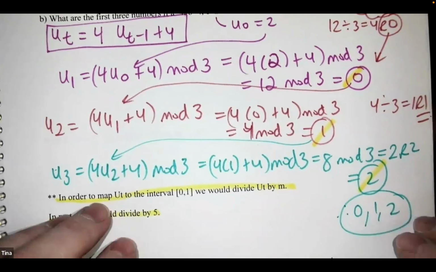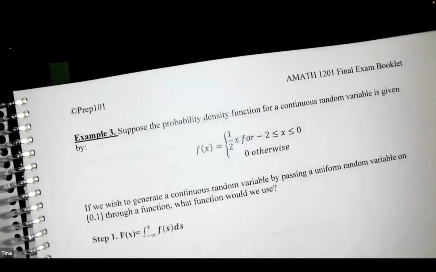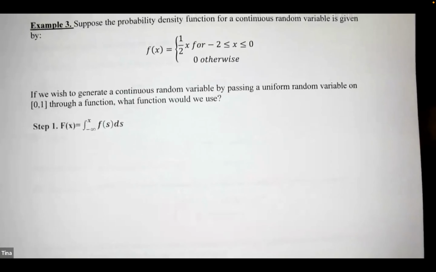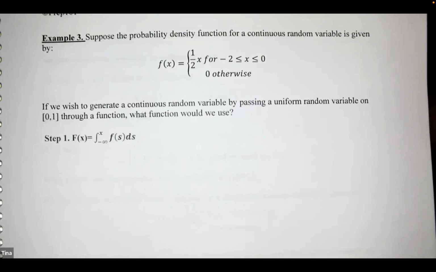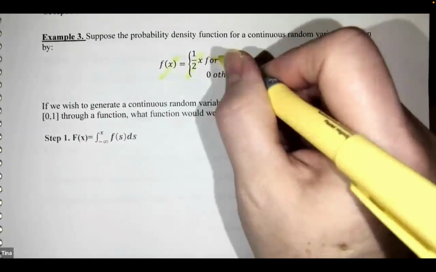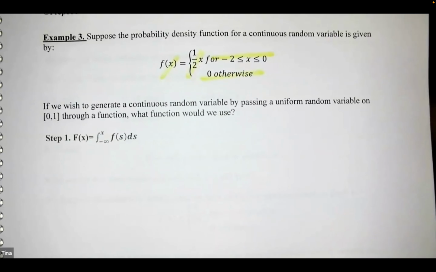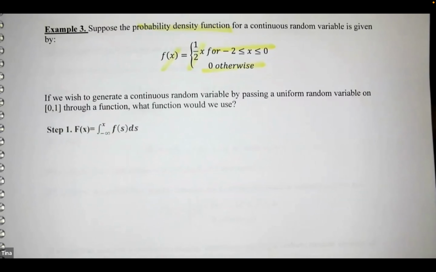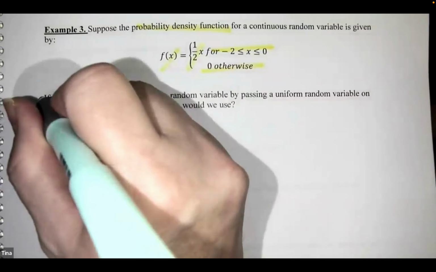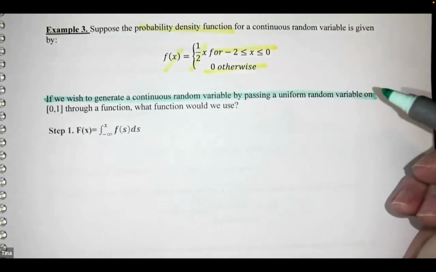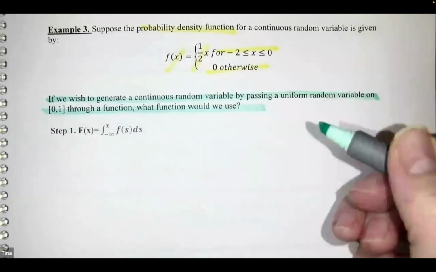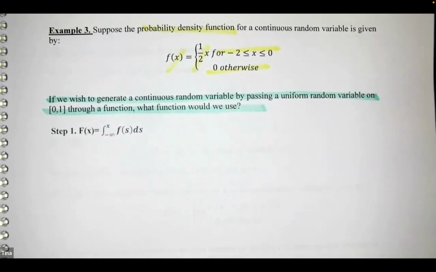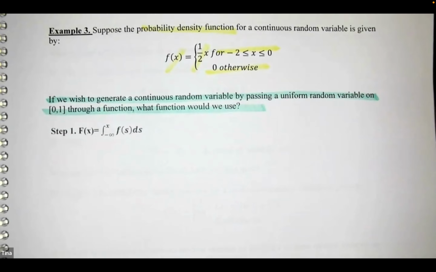Now, the last type of question that they might ask on the exam would be this style. So suppose we've got a probability density function. f of x is a half x between -2 and 0, 0 otherwise. And we know this is a probability function, little f. So if we wish to generate a continuous random variable by passing a uniform random variable on 0, 1 through a function, what function would we use? So when they ask that, 2 steps. Number 1, find your cumulative, and then find the inverse of the cumulative.